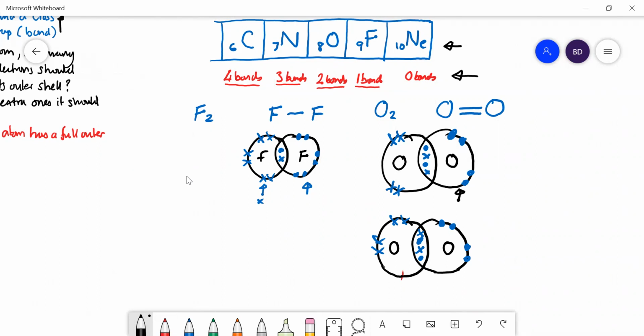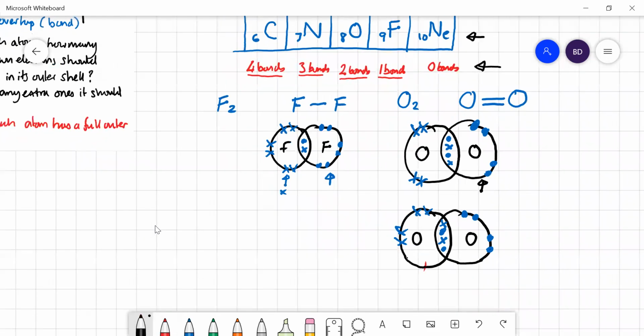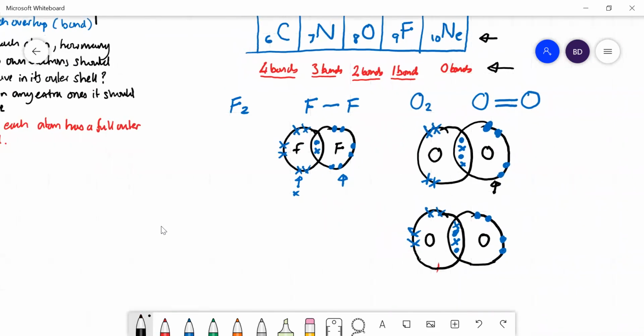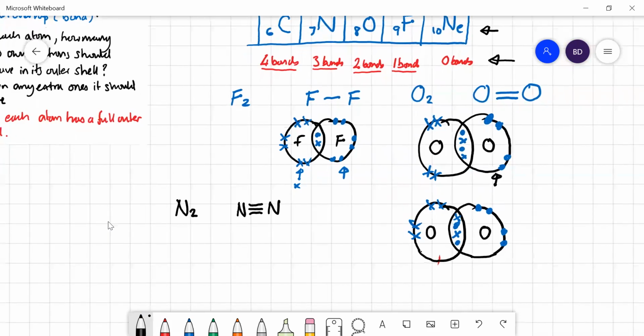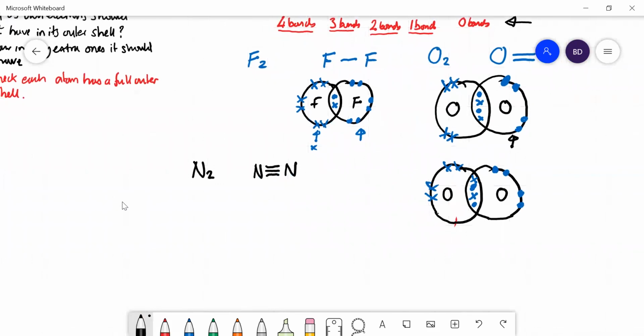Right, let's do nitrogen now then, which is N2. Nitrogen likes to form 3 bonds, so it couldn't be that. It wouldn't like that. Each nitrogen would only be forming 2, but if you have a triple bond between them, then that would work, because each nitrogen is forming 3 bonds. So let's just quickly draw a dot cross diagram for that, see if it works.